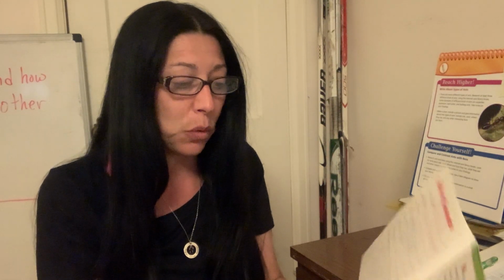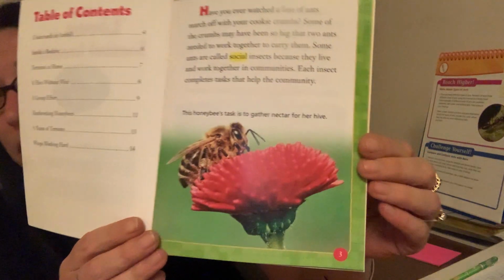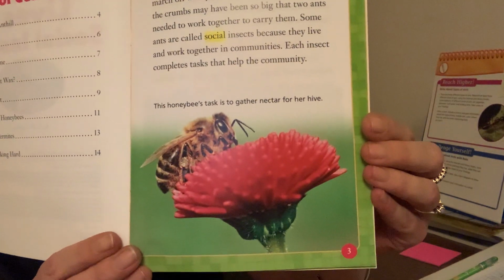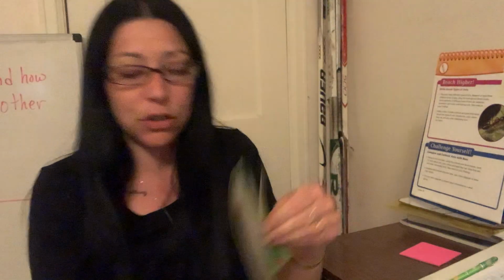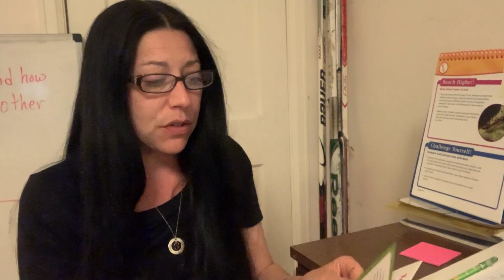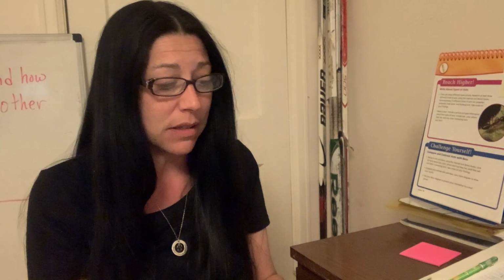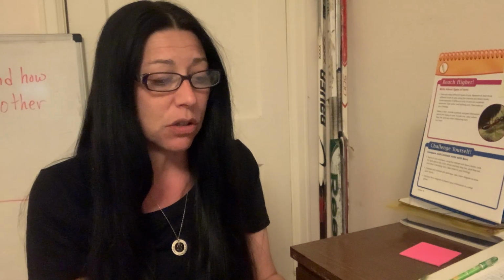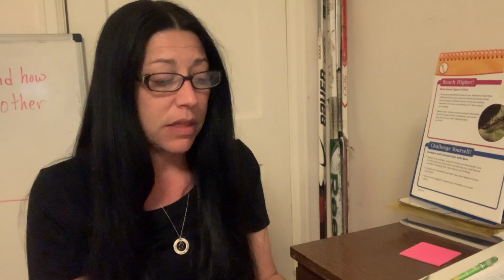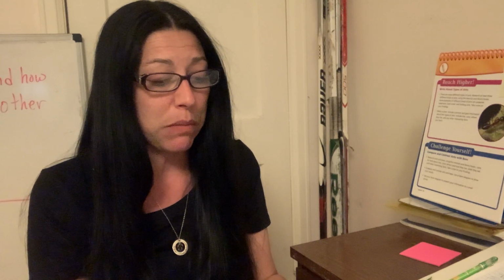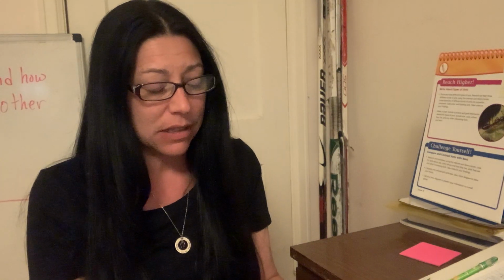This honeybee's task is to gather nectar for her hive. There she is, gathering nectar for the hive. A social insect lives in a community home or nest that is a busy center of activity. The insects work together to make their nest their home sweet home. Underneath an ant hill.